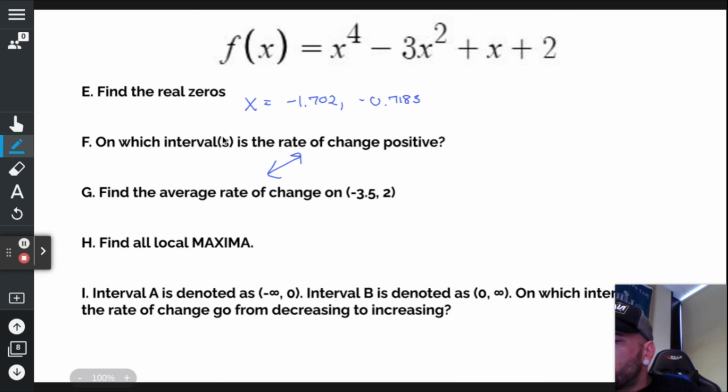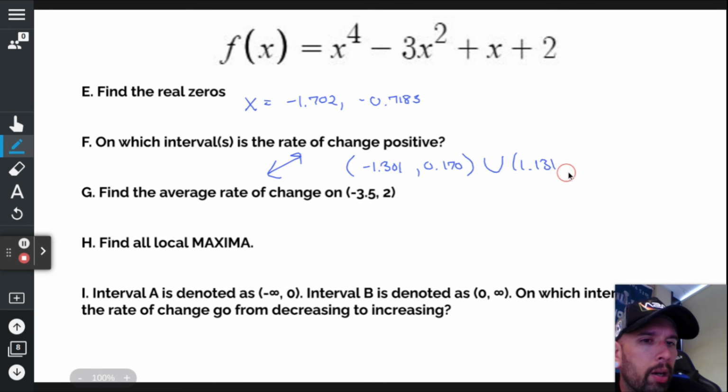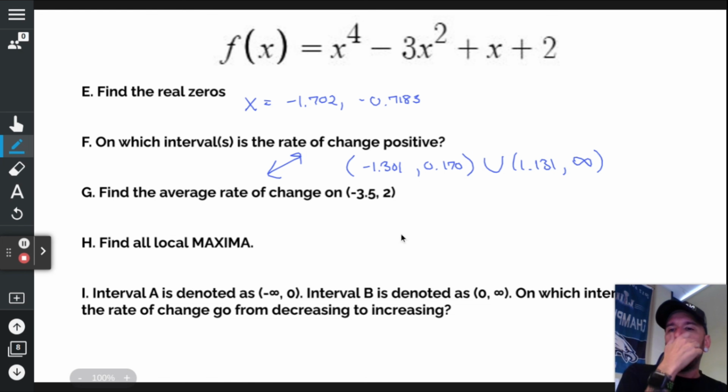Okay, so we used a bunch of max and min stuff to find out that we have positive slopes at negative 1.301 to 0.170. So that's one interval union. And then we have 1.131 going on to infinity as x increases without bound, as we saw in the previous slide. Find the average rate of change on negative 3.5, 2.